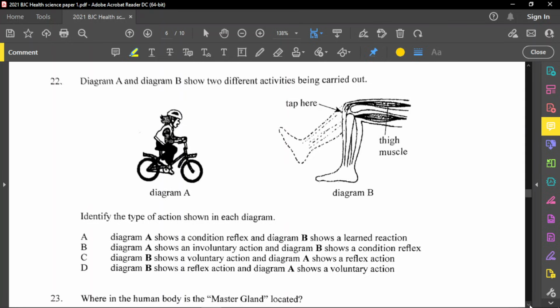All right, so question number 22. It's a diagram A and diagram B that show two different activities being carried out.